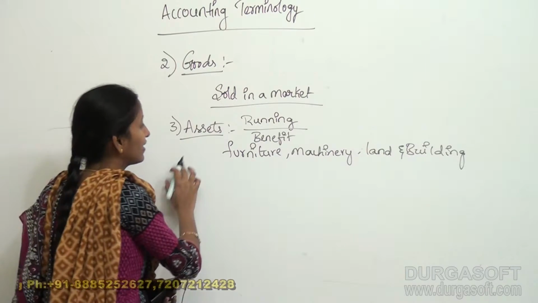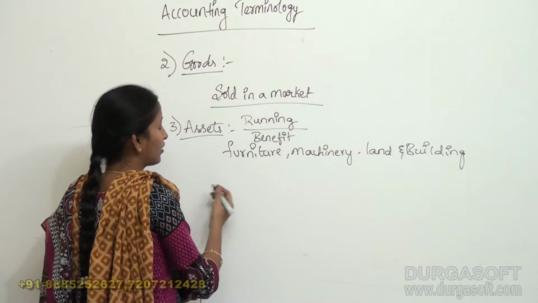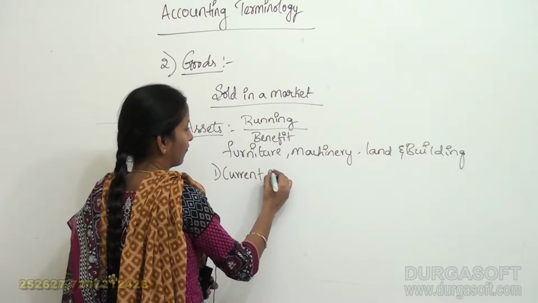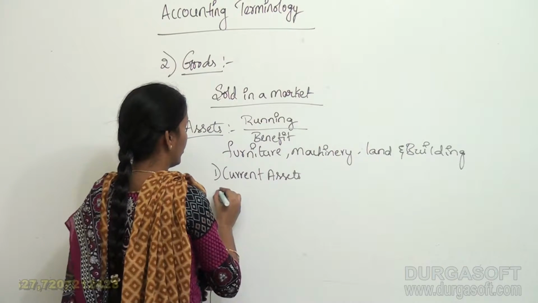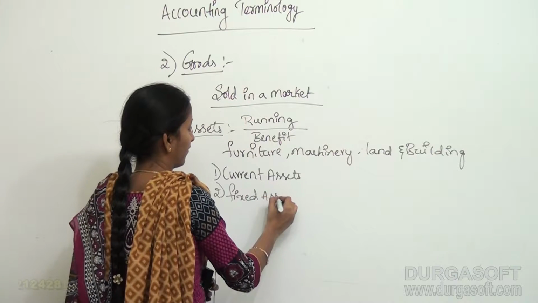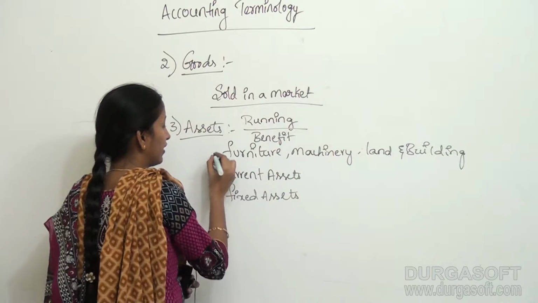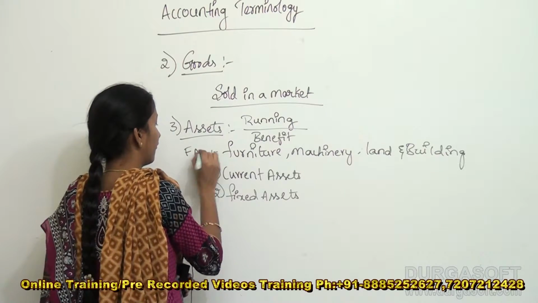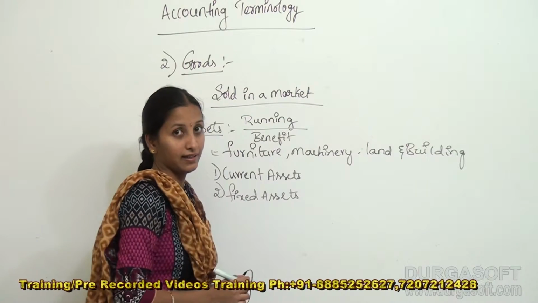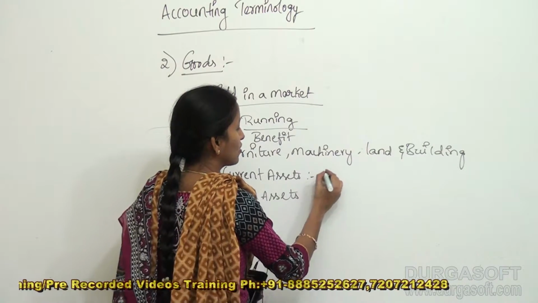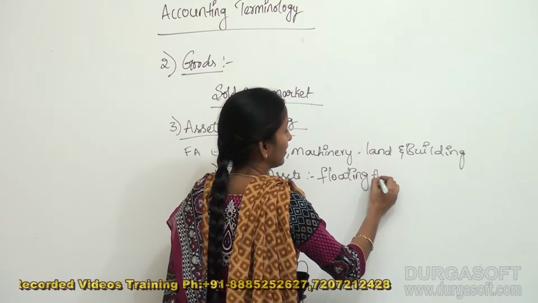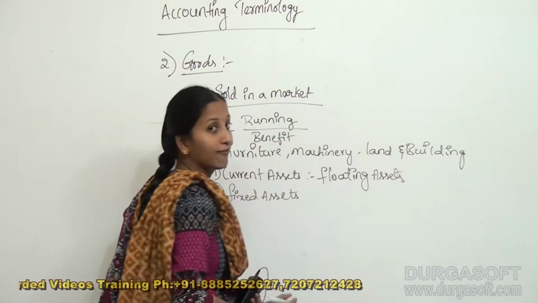Assets are once again divided into two types. One is current assets and another one is fixed assets. Now, whatever I wrote here, these are all called fixed assets. The first one is current asset. Current assets are also called floating assets.